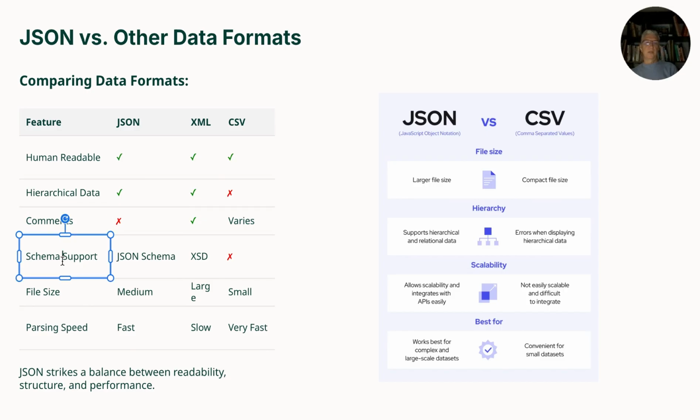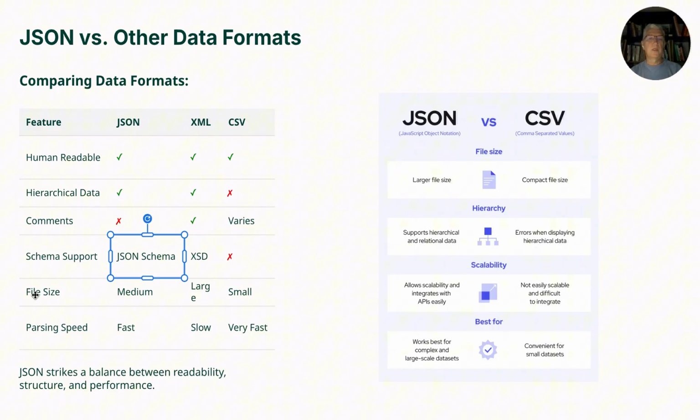Schema definition, I'm not going to cover it in this video. I'm going to cover it in a separate video. It's a very interesting topic on its own. You can define allowed structure or schema for the JSON. So when you receive the data, you actually can validate that your data is as the schema that you defined. So JSON supports JSON schema, XML supports XML schema definition, and CSV does not support any schema.